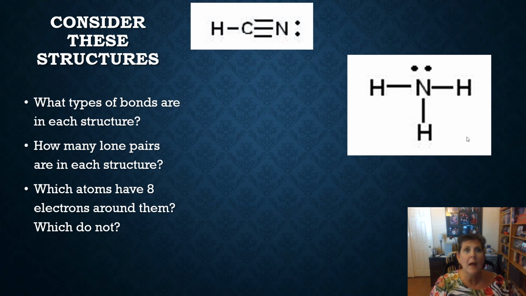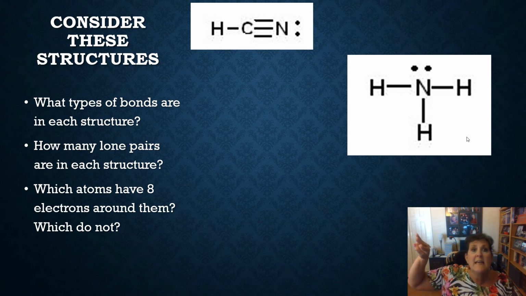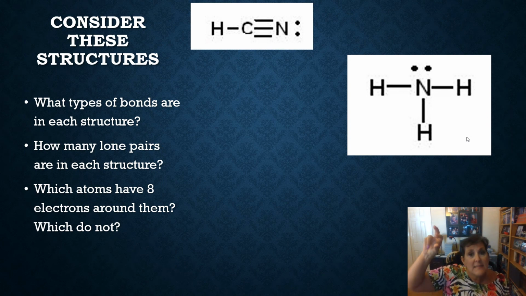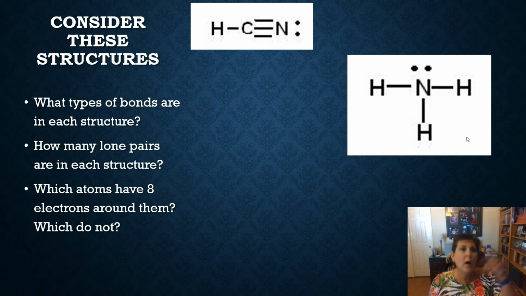New structure, HCN. What type of bonds do we have? A single bond and a triple bond. How many lone pairs? 1 lone pair. Which atoms have 8 electrons around them? Well, the carbon has a triple bond, which is 6, and a single bond, which is 2, so 8 electrons. Nitrogen has a triple bond connecting it, so that's 6, and then 2 dots, which make 8. Hydrogen, however, just has 1 single bond, which is 2 electrons. It's not 8. Hydrogen's never 8.